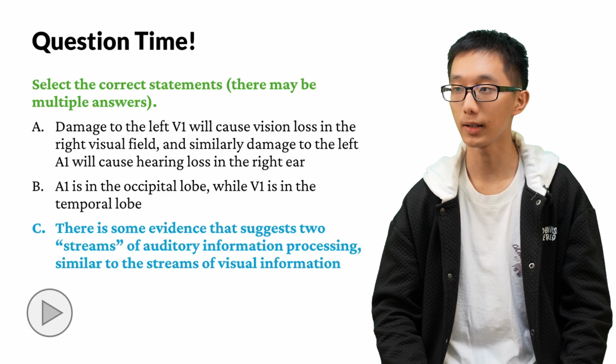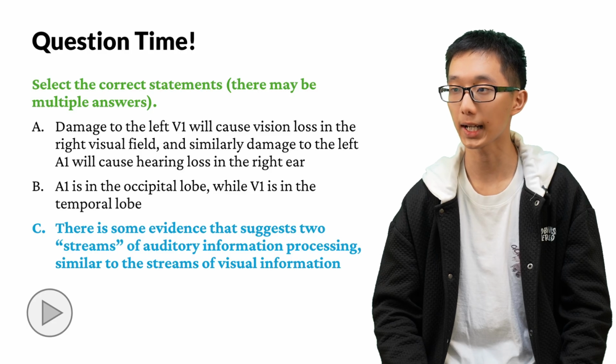The correct answer is C. For A, damage to the left V1 will indeed cause vision loss in the right visual field. However, similar damage to the left A1 will not cause hearing loss in the right ear. In fact, the hearing will be almost intact.